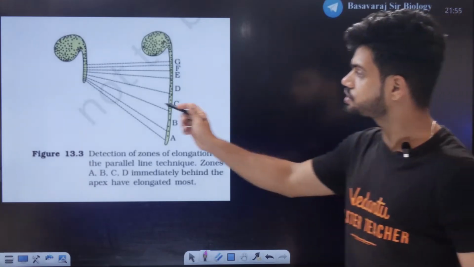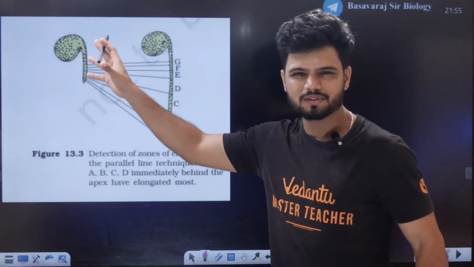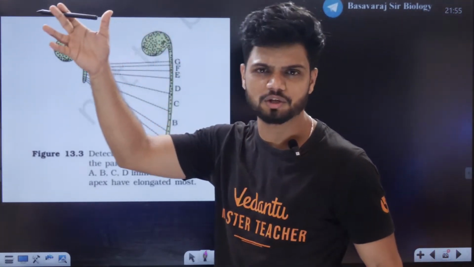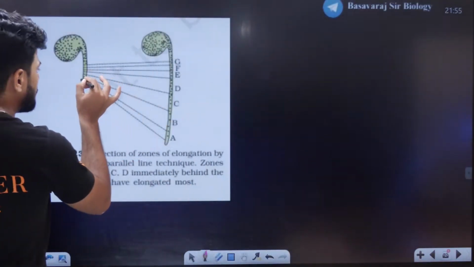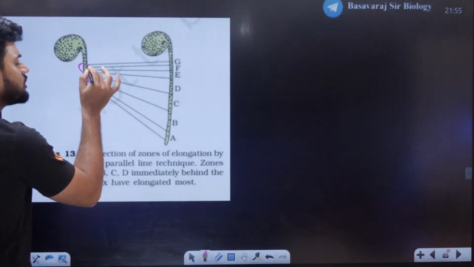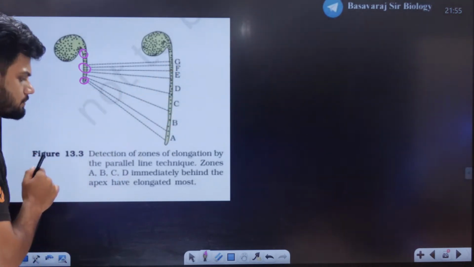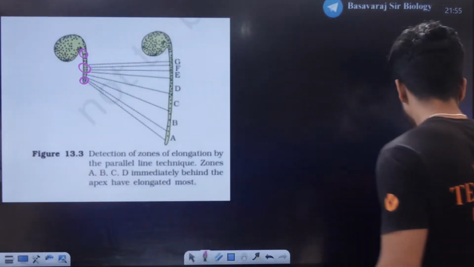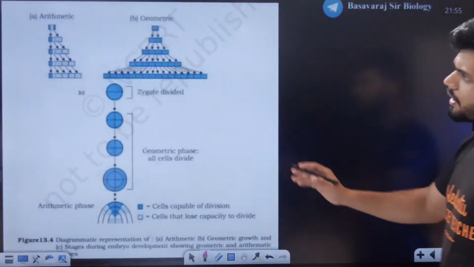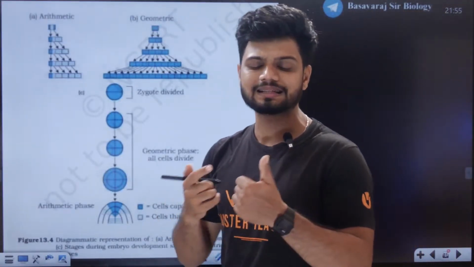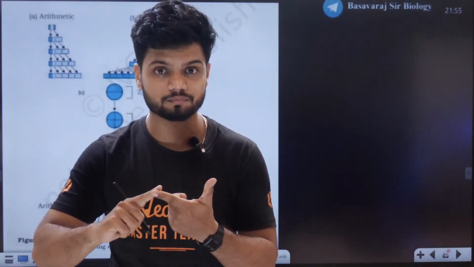This is a representation of a shoot system. We learned it in morphology. This region is called meristematic, elongation, maturation. Given here. Okay, same thing. Different zones. Now, there are two types of growth. One is called arithmetic growth, the other is called geometric growth. Now, what is the difference?